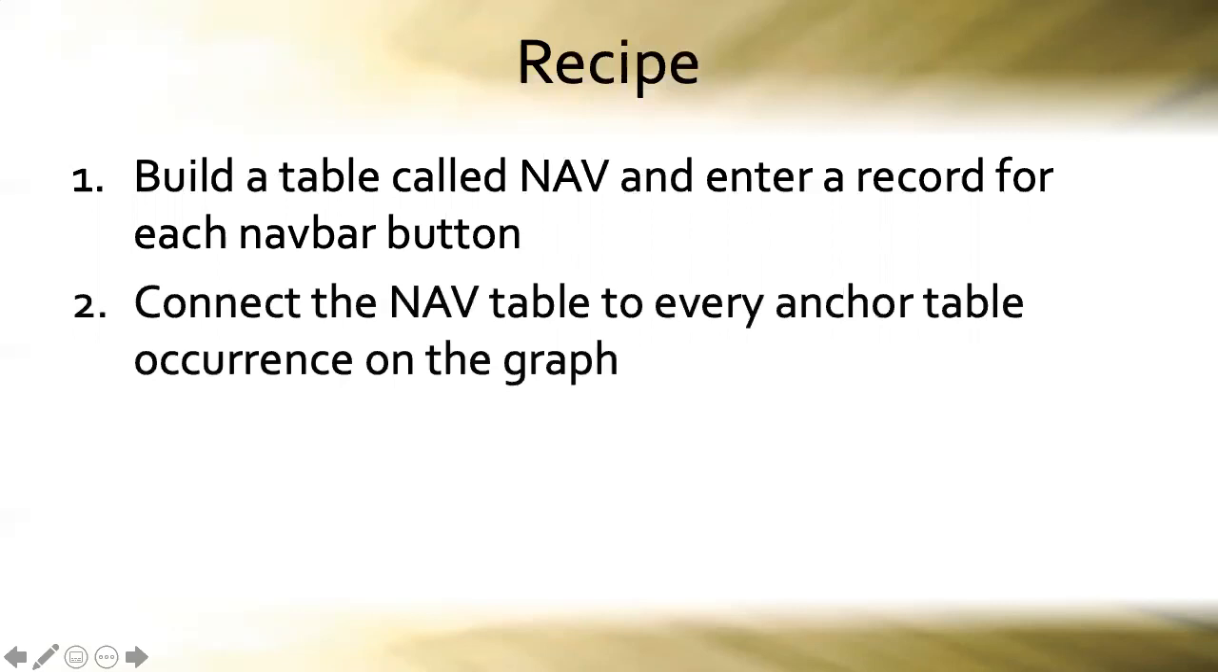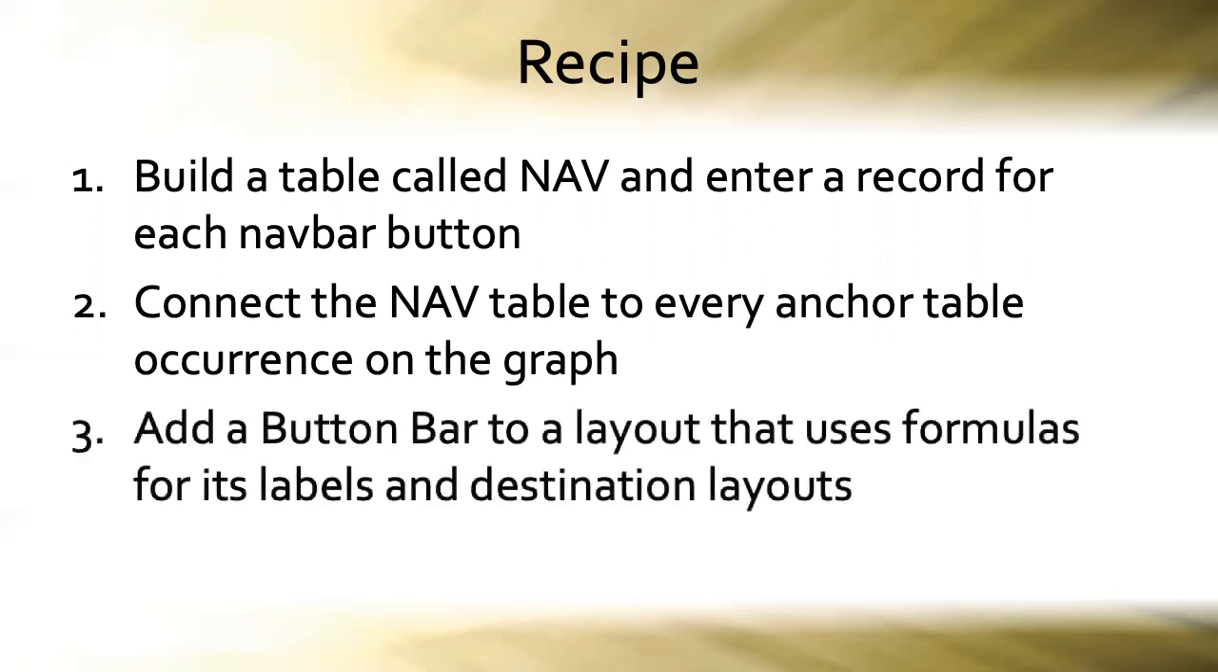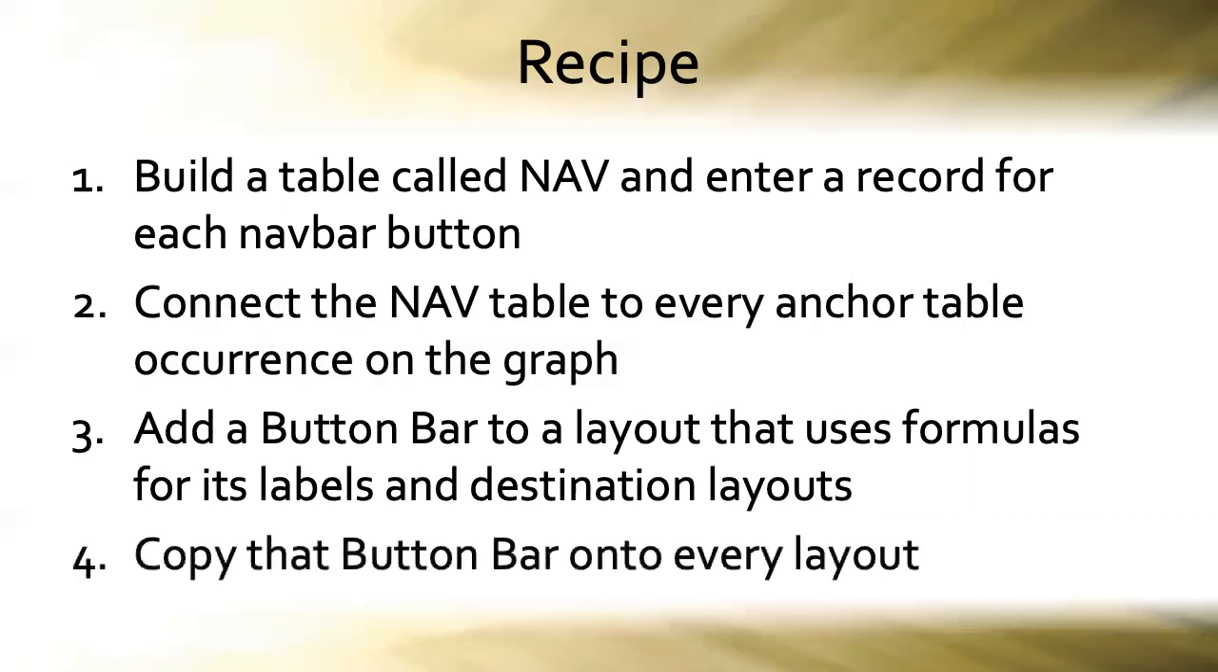Secondly, we'll connect the nav table to every anchored table occurrence on the relationship graph. And then thirdly, we'll add a button bar to a layout that uses formulas for its labels and destination layouts. That formula we'll take a close look at here in a moment. It will point to the records in that nav table. And lastly, we'll copy that button bar onto every layout.